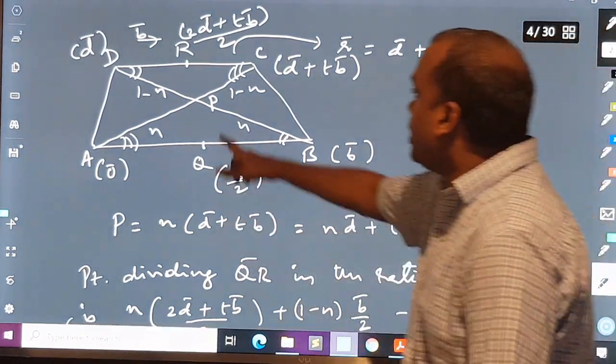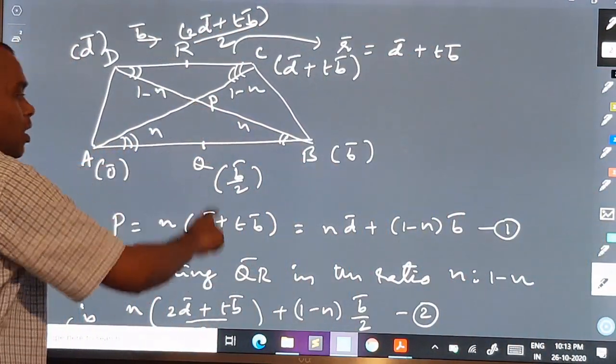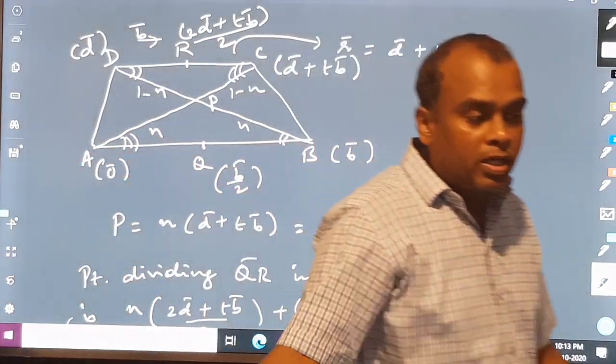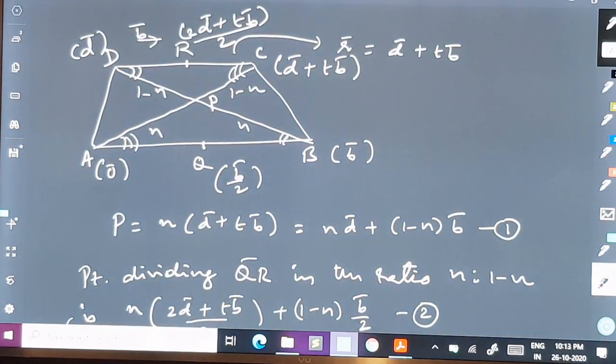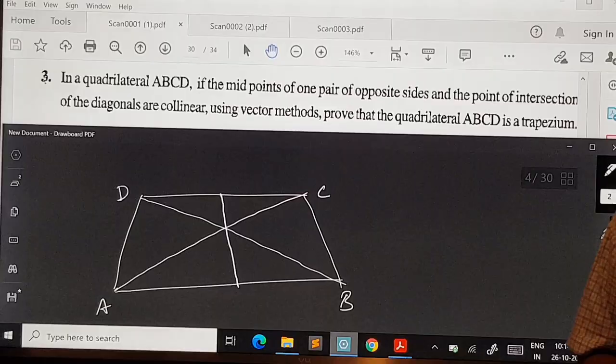So P lies on QR. That means we have proved that all these 3 points are collinear. Okay, let us move on to the next problem.